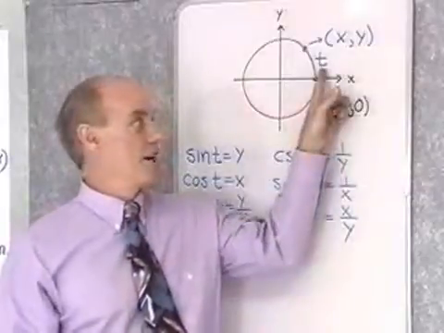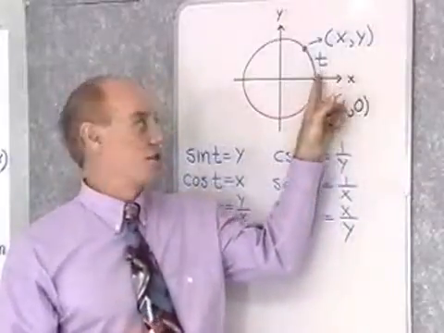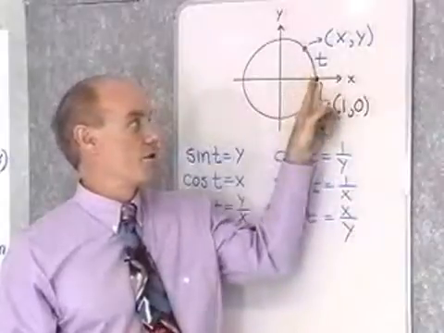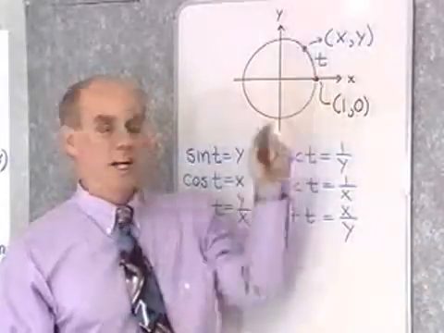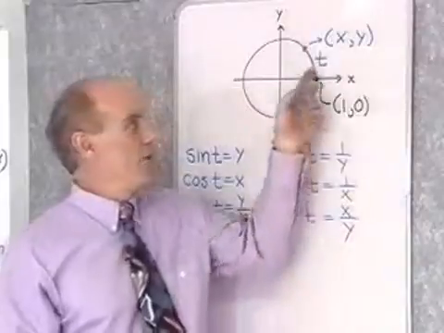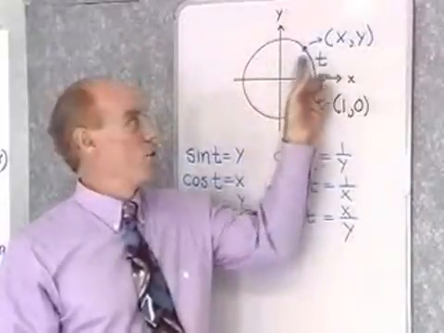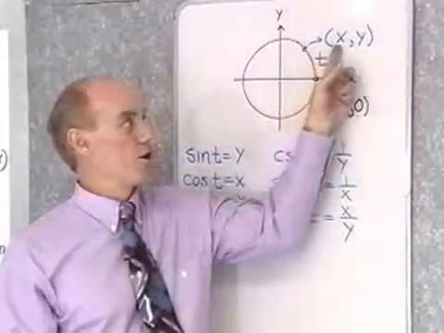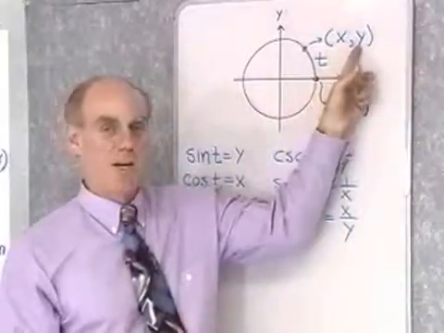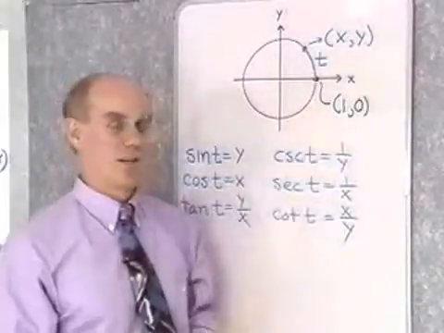Now, t is not an angle here. It's a real number measure. It's a length along the circumference of the unit circle starting at (1, 0) and ending at the point (x, y). If I'm on the unit circle, then the coordinates of any point on the unit circle are cosine t and sine t.